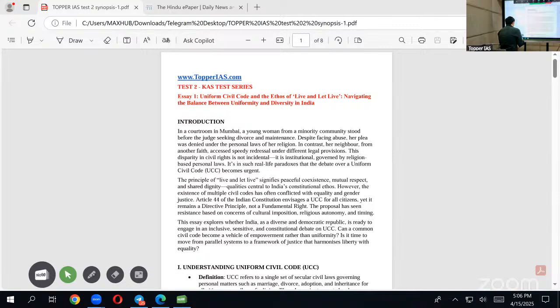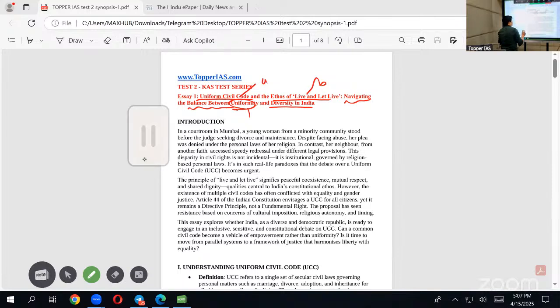Now let's go to the introduction. The topic is related to UCC, the ethos of live and let live. If you see, this is part A, this is part B of the topic, and he is saying navigating between uniformity as well as diversity. That means there are 4 keywords here. Actually, this is a difficult topic. Why? Because interpretation should be done at various levels.